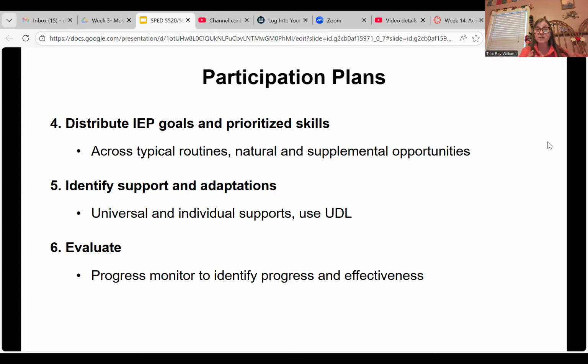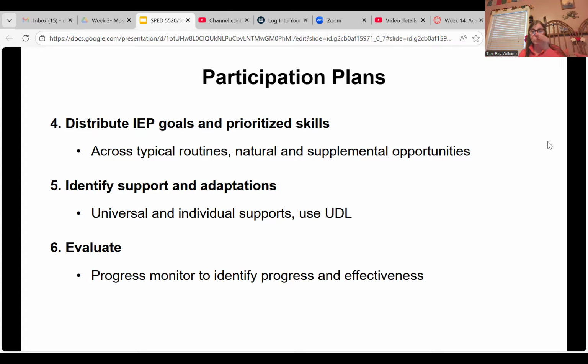Or there may be times when there are not naturally occurring opportunities, or there aren't enough naturally occurring opportunities. So you're going to set up supplemental opportunities. I have been working with you. One of our prioritized skills is that you request items and that you use full sentences when you are requesting, manding. And so what I may do is set up an activity where you need a glue stick, but I'm not going to give you a glue stick, because I'm creating that supplemental opportunity for you to request a glue stick using a full sentence.